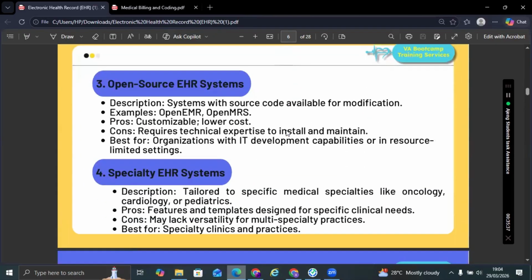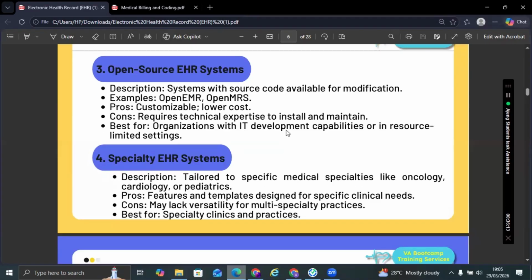And then thirdly is about open source EHR system. Description, system with source code available for modification. Example, OpenEMR, OpenMRS, and then the pros is customizable, lower cost, and then the cons, it requires technical expertise to install and maintain. This is best for organizations with IT development capabilities or in resource-limited settings.